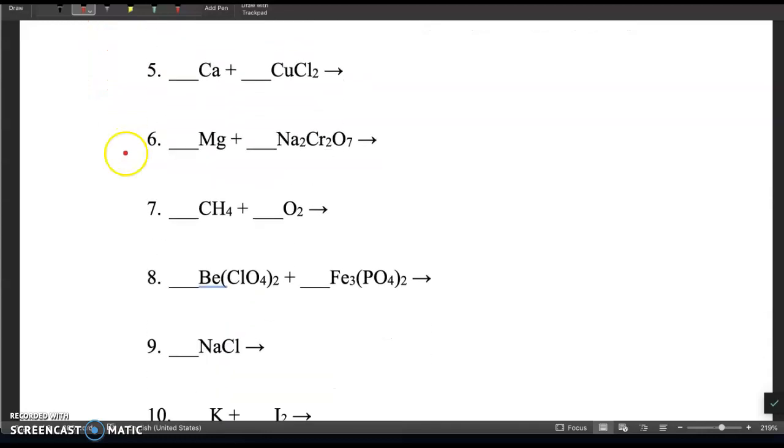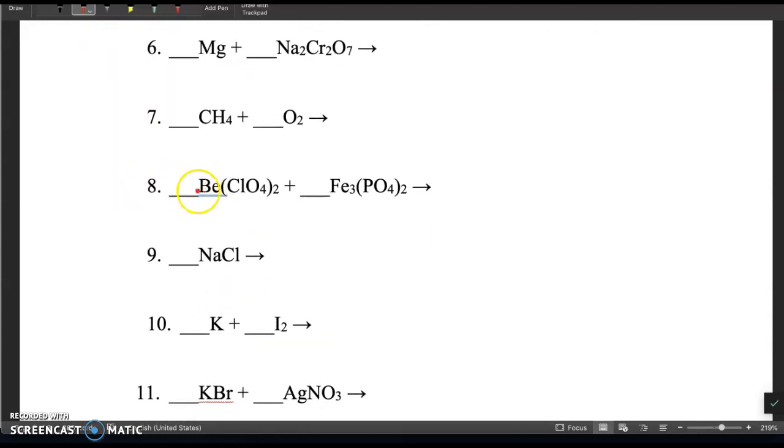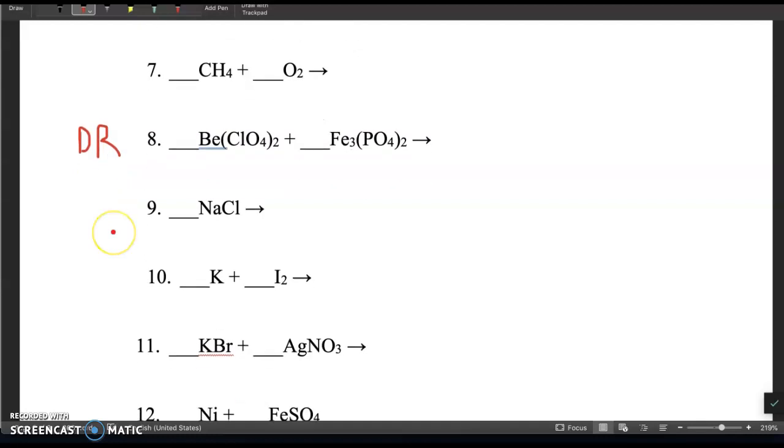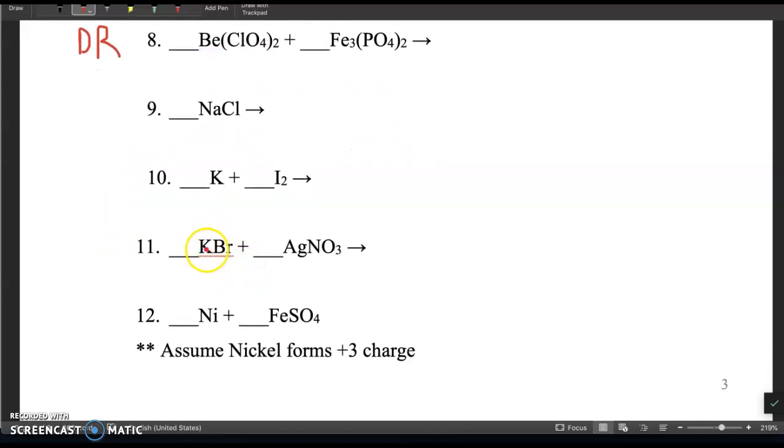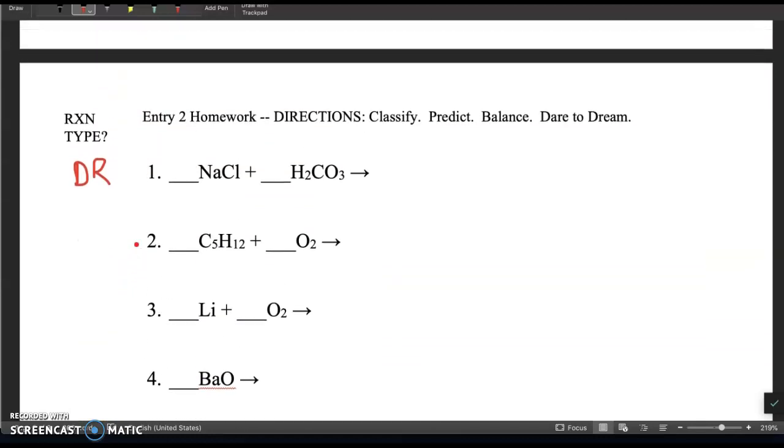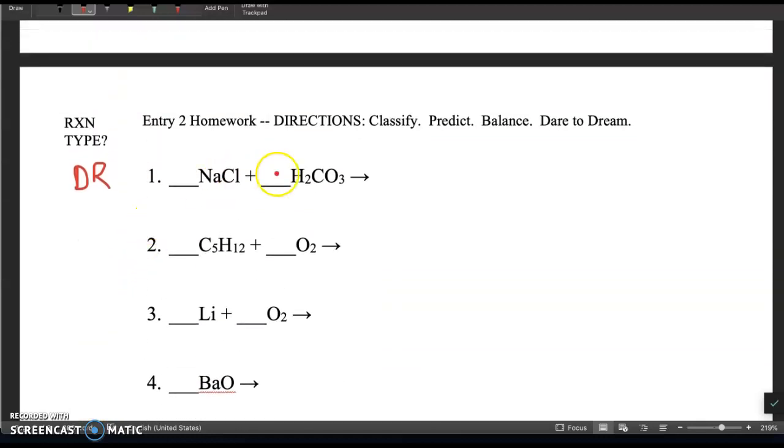Okay, I'm going to leave space to balance in all these. I'm just going to identify number 8, ionic compound, element, polyatomic, metal, polyatomic. Okay, this is another double replacement. Double replacements are the toughest ones to do, so we're going to start with those. And then I got a metal and a nonmetal, metal and a polyatomic, double replacement as well. Okay, so those are my 3 double replacement reactions. We're going to come back to the others. We're going to start with the most difficult one.